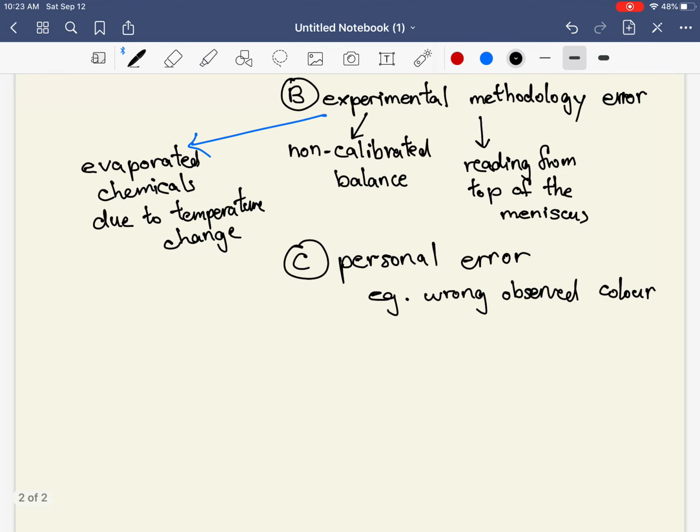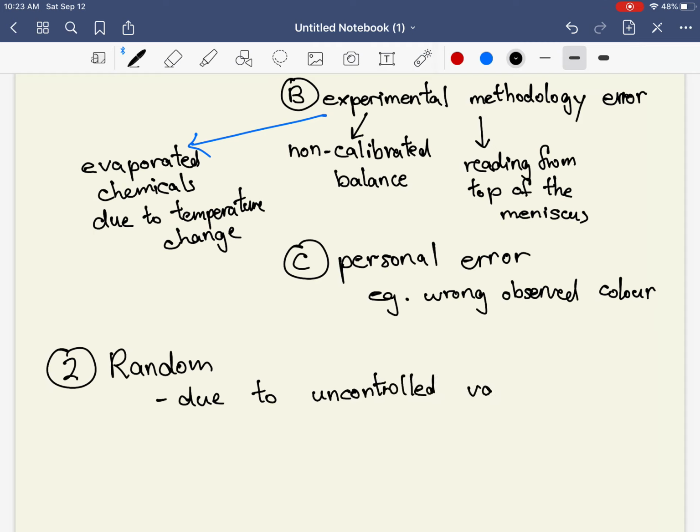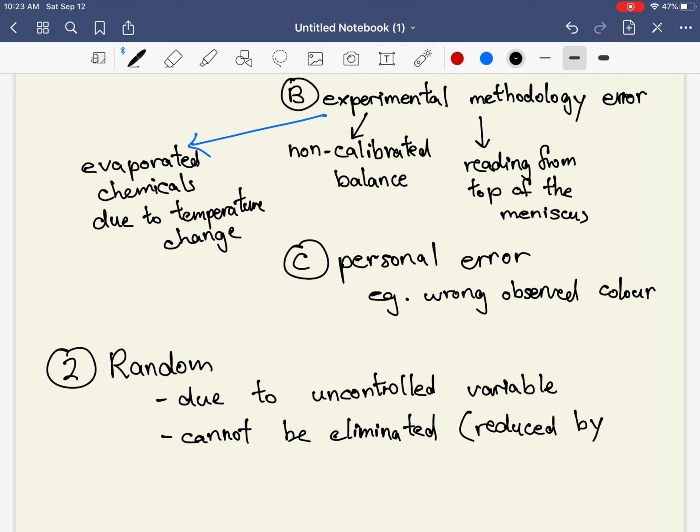So what about random errors? What are random errors? Because that's the second type of errors that is part of the experimental error. Random errors are due to things that are uncontrollable. You can't control it. Uncontrolled variable. Because it's uncontrolled, it definitely cannot be eliminated. But what you can do is reduce this error by doing it more. So reduce by trials.